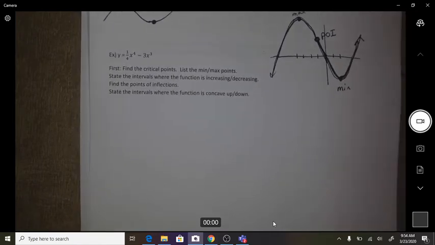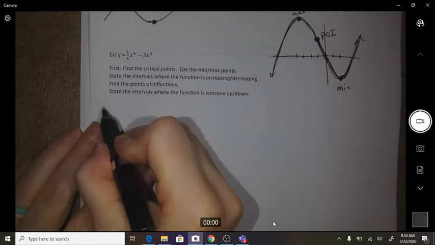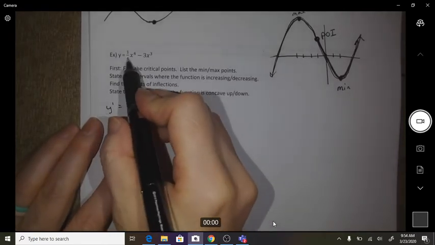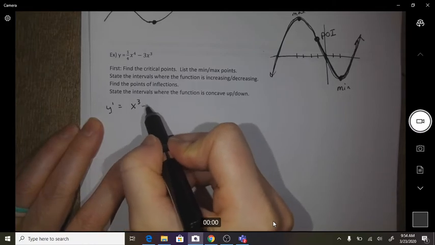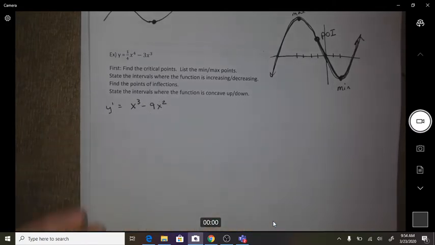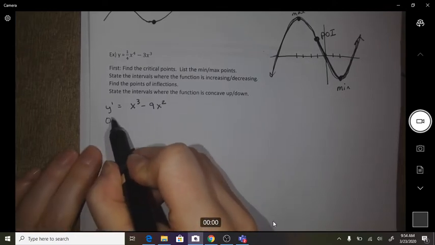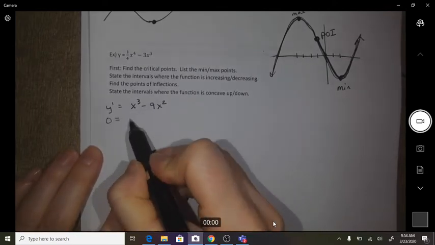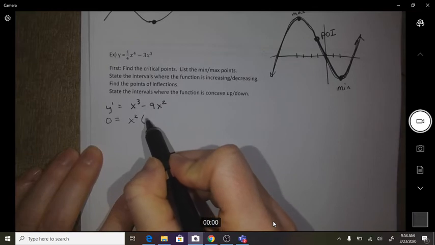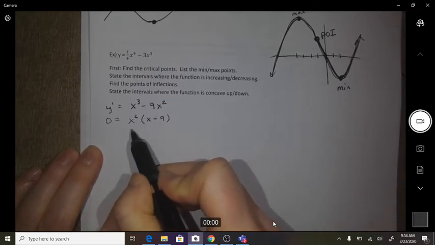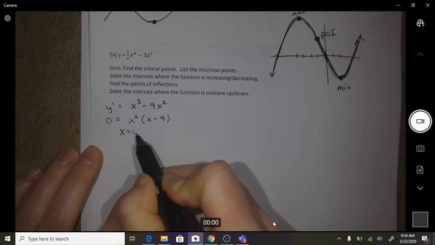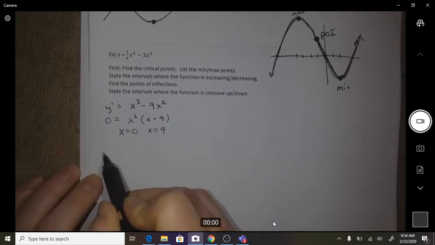Okay, same thing. We're going to derive. So we get x cubed minus 9x squared. So where does that equal 0? I'm going to factor. So at x equals 0 and x equals 9.